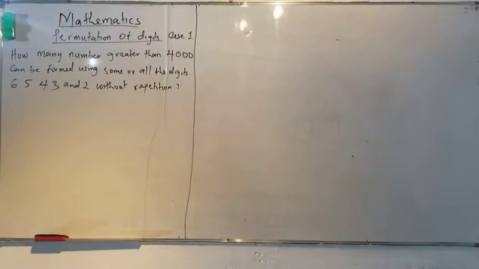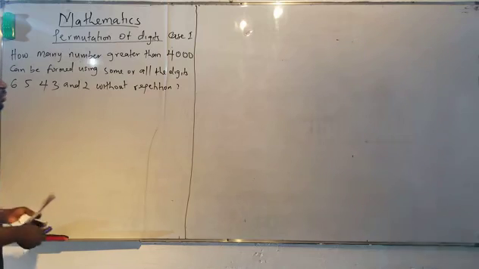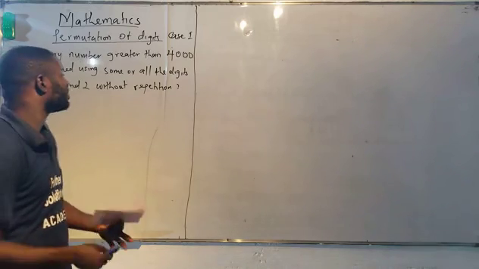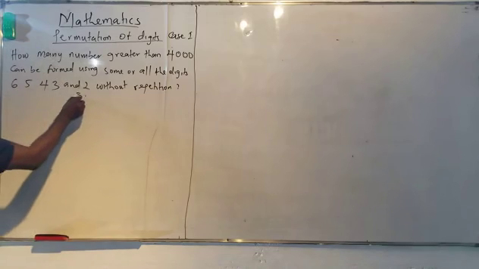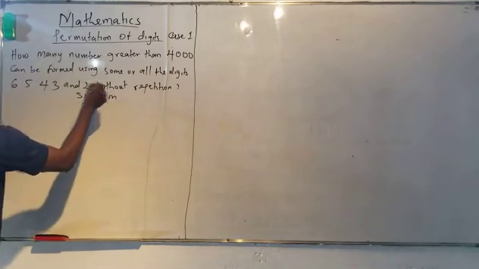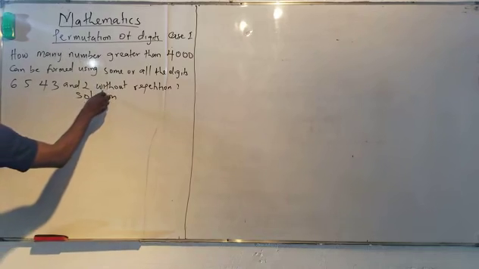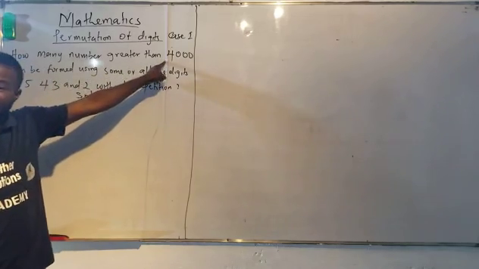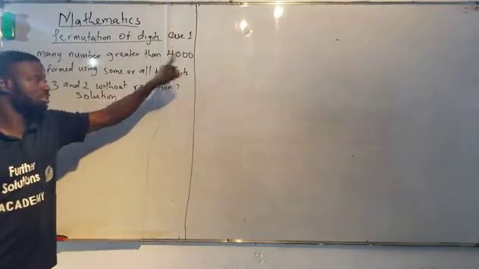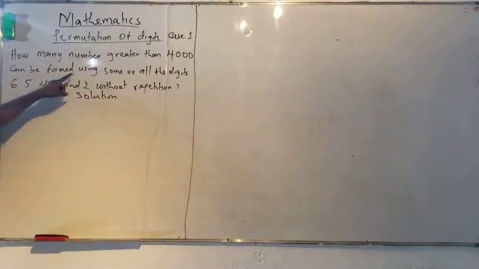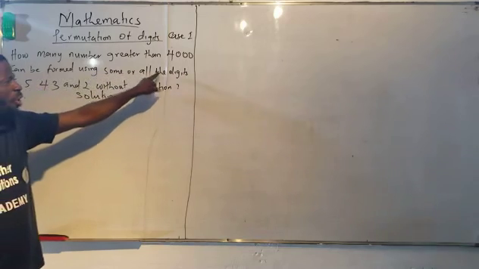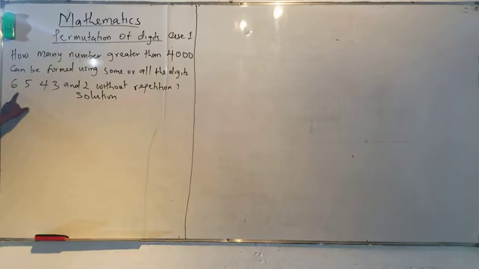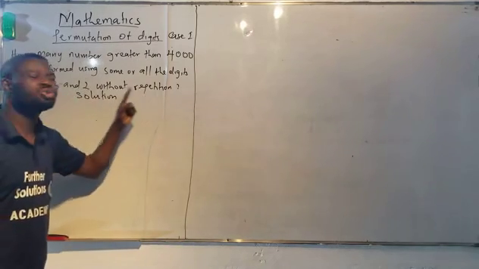Okay, let's try to work on this question. After this question, we will go to case 2 because time is not on our side. Now, the solution to this problem. I just want us to know that the question says: how many numbers greater than 4,000 can be formed using all the digits 6, 5, 4, 3, and 2 without repetition.